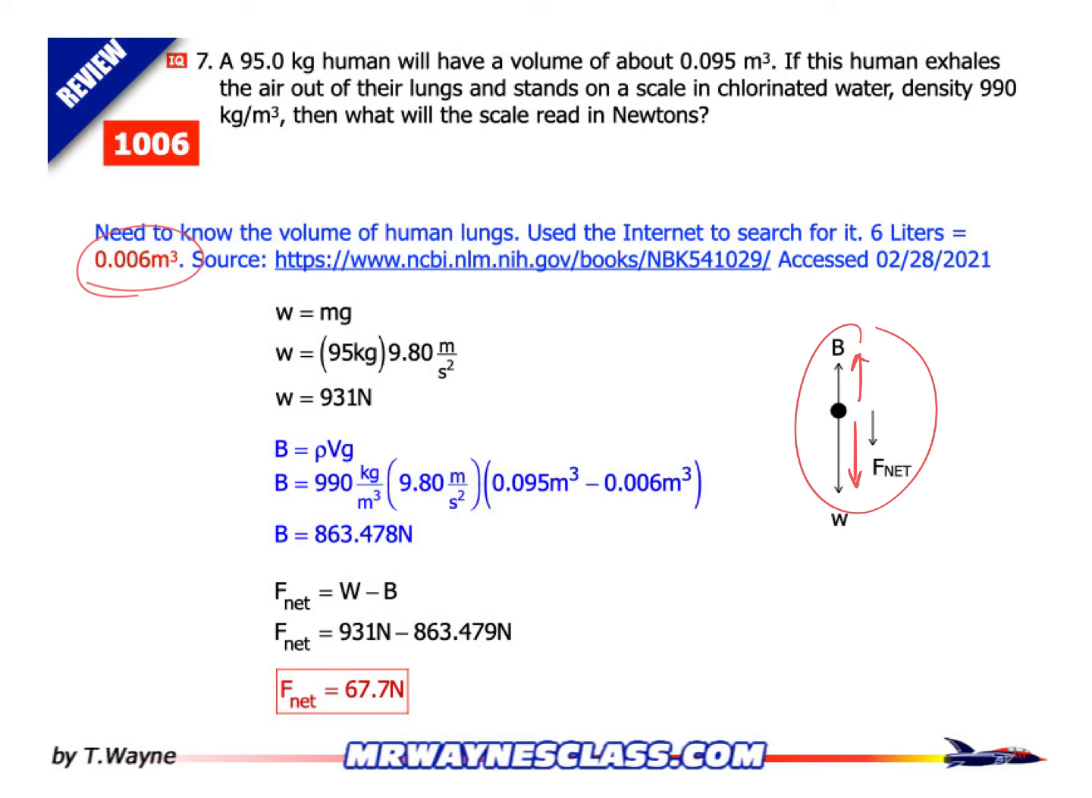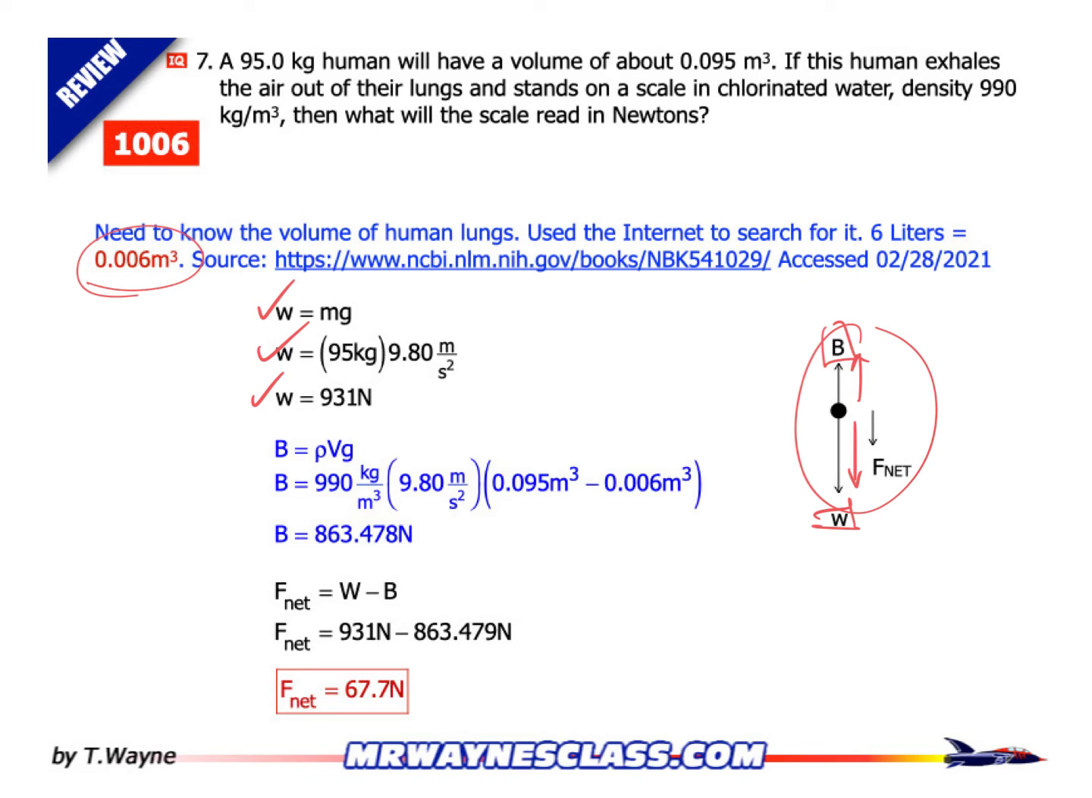So first I'm going to calculate the weight, and then I'll calculate the buoyant force. Because they gave me the mass of a person, I can use W equals mg to find the weight, and that's the force going down. So that's going to be 95 times 9.8, which gives me 931 newtons.